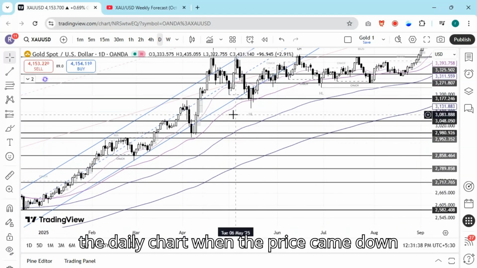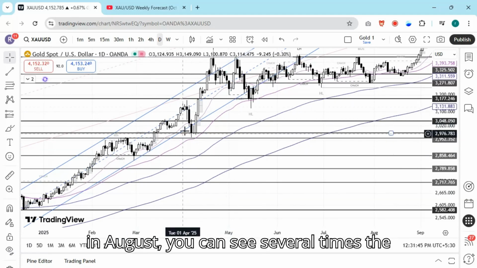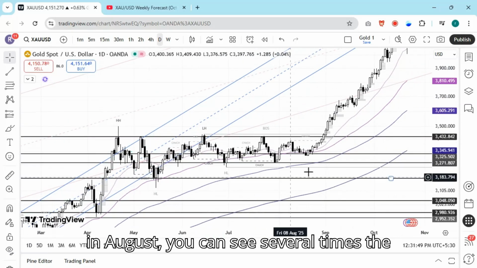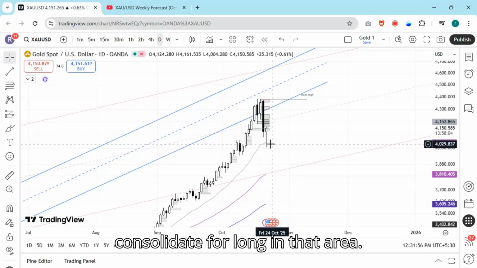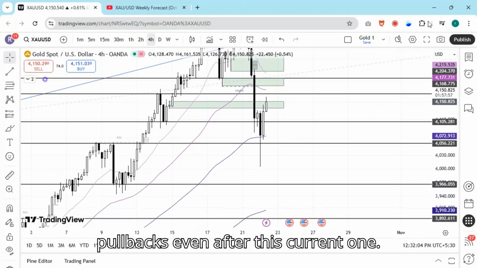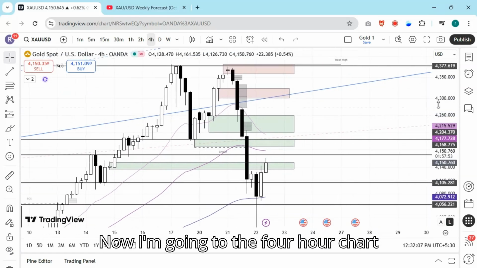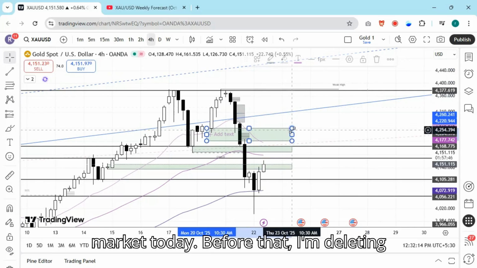If you look back at the earlier stages, what happened on the daily chart when the price came down to the 20 EMA around April and also in August, you can see several times the price met the 20 EMA and it didn't consolidate for long in that area. Therefore, we can expect some quick pullbacks even after this current one. Now I'm going to the 4-hour chart and we'll check how we can enter the market today.